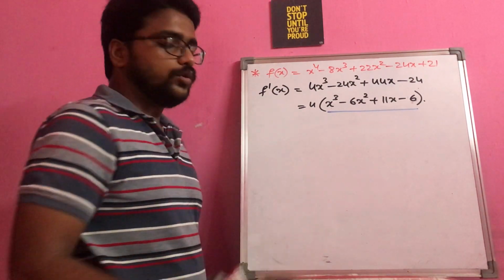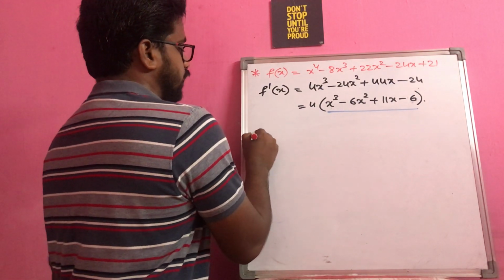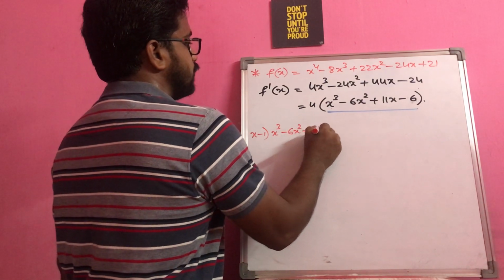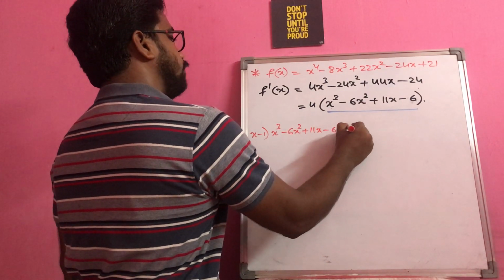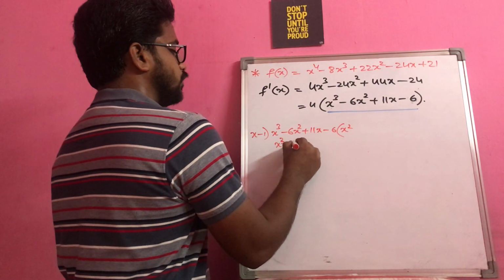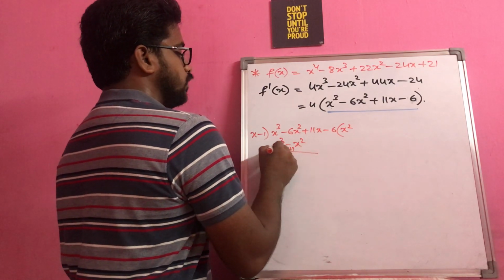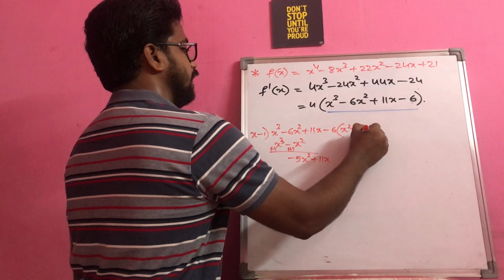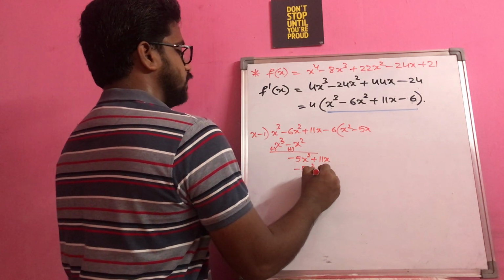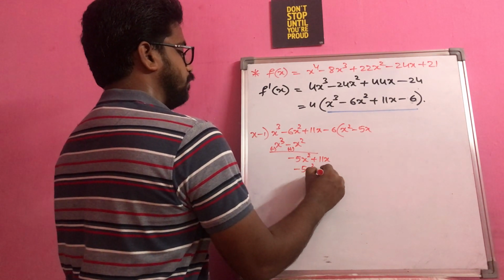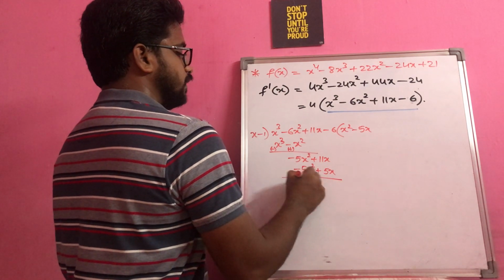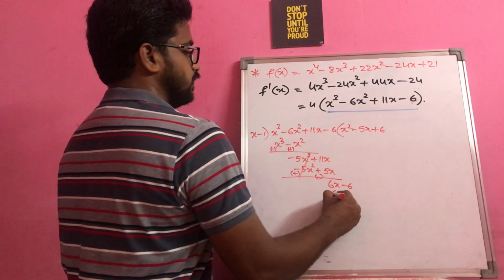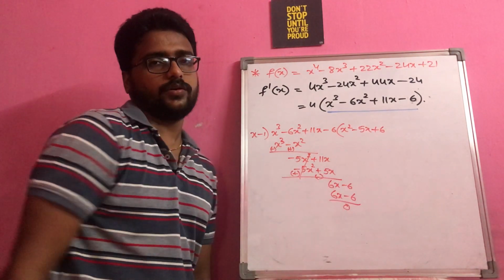So now what I will do, I will do the long division here. x minus 1, x cube minus 6x square plus 11x minus 6. So I have to multiply with x square, x cube minus x square. Do the further simplification, minus 5x square plus 11x. Minus 5x square, and then plus 5x. So again change the symbols. This will be 6x minus 6 and then plus 6. 6x minus 6 is equal to 0 you are getting.